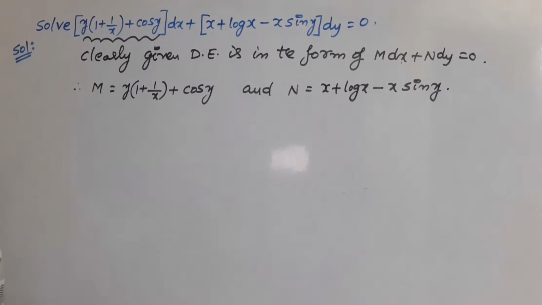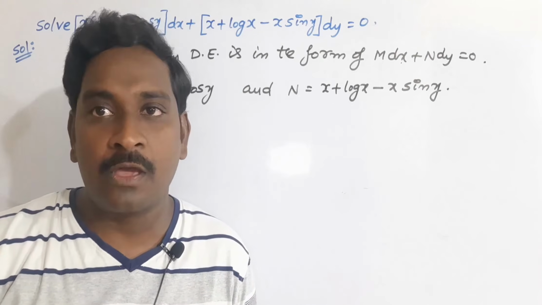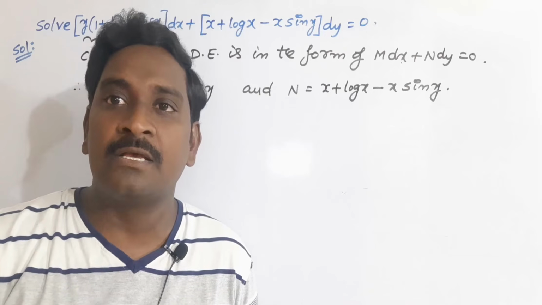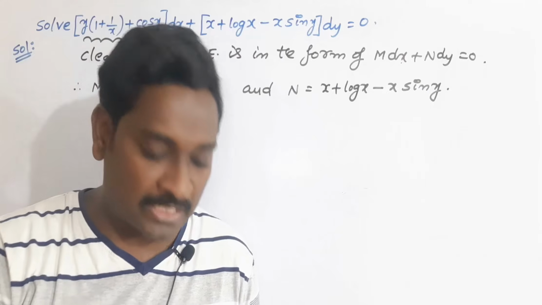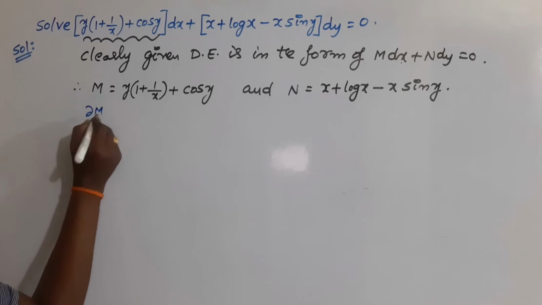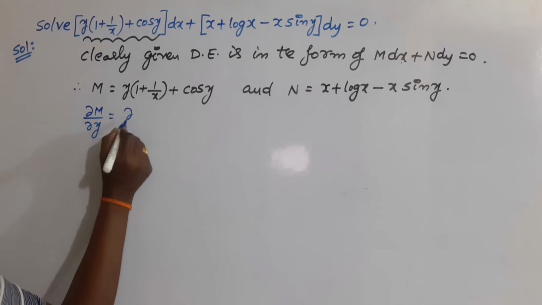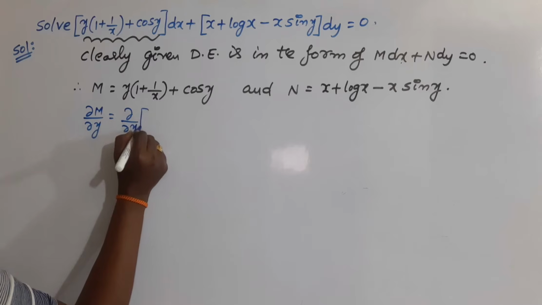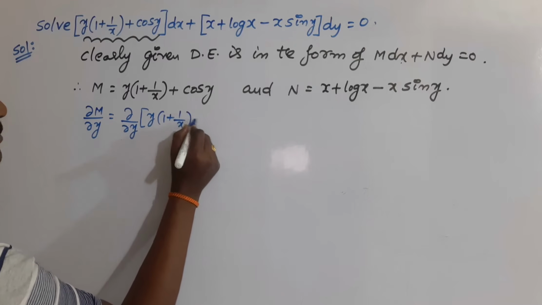First of all, we have to verify whether the given differential equation is exact or not. What is the condition for exactness? ∂M/∂y = ∂N/∂x. Please calculate both parts. ∂M/∂y means partial differentiation of this term with respect to y, so ∂/∂y of y(1 + 1/x + cos y).